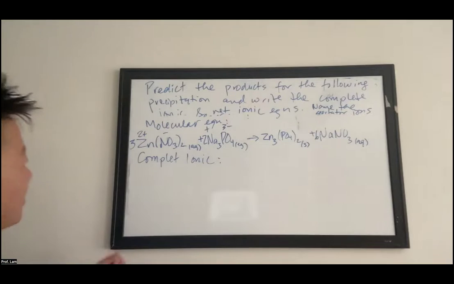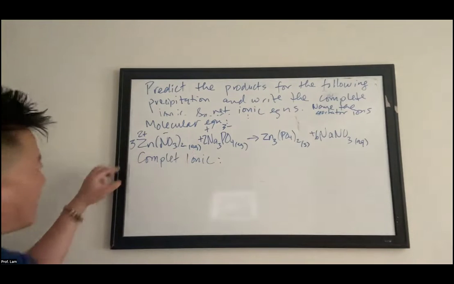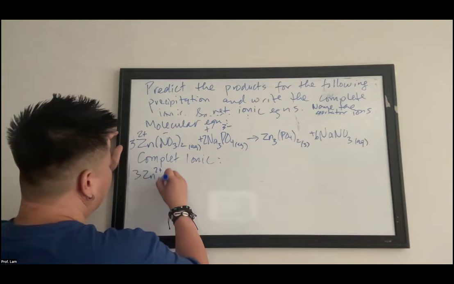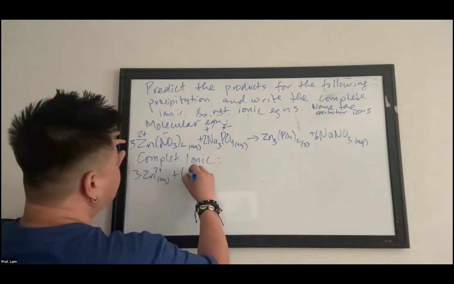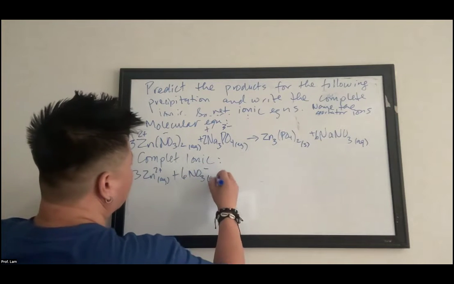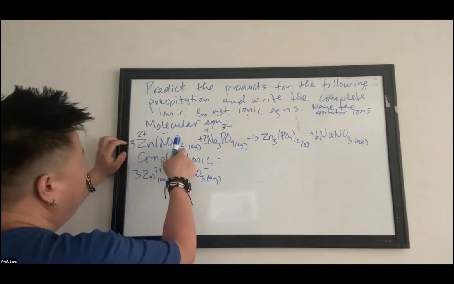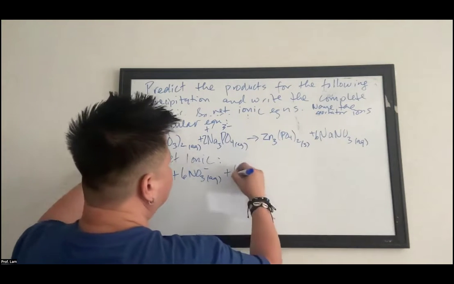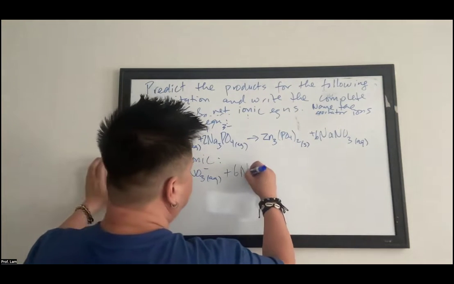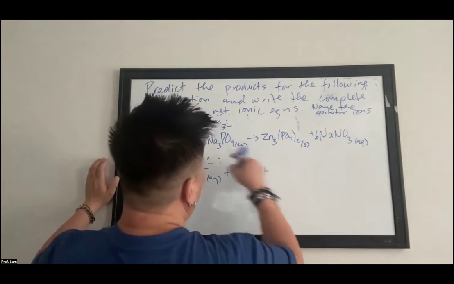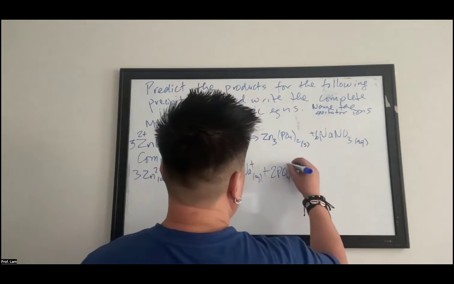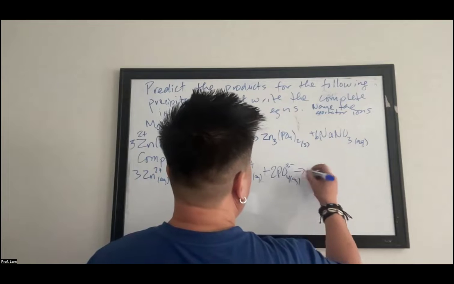Then I go in with my complete ionic. Same thing every time, as you guys can see, right? I see aqueous, I'm gonna split it up. That's 3 zinc 2 plus aqueous plus 6 NO3 minus. Why 6? You got 2 here already, right? 2, but then you multiply by 3. Okay. Plus 6 sodiums, right? 2 times 3. 6 sodium plus 2 times 1 here, so 2 phosphate, 2 PO4 3 minus aqueous goes to.